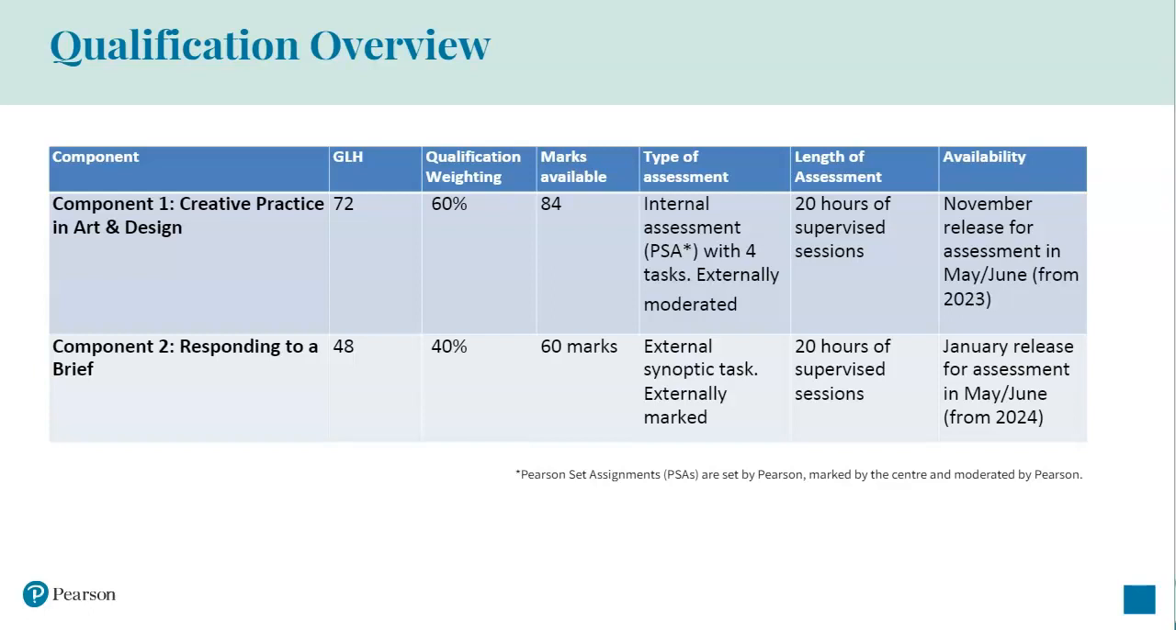Component 2 is 48 guided learning hours and worth 40% of the qualification grade and is externally assessed by Pearson. It is marked out of a total of 60 marks available and the assessment brief is released in January each year. The assessment takes place in May or June from 2024. It is a task-based assessment much like the internally assessed component, making the entire qualification practical, applied and engaging for learners.